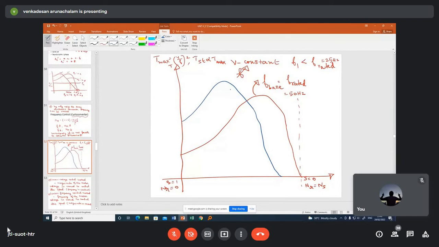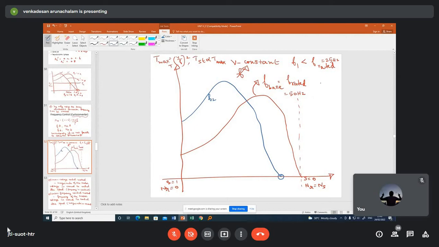So starting torque will be increased, maximum torque also will increase. This is for the frequency F2. Okay. And here the important point we have to note down is that the synchronous speed corresponding to this frequency F2 also will change because you are changing the frequency.